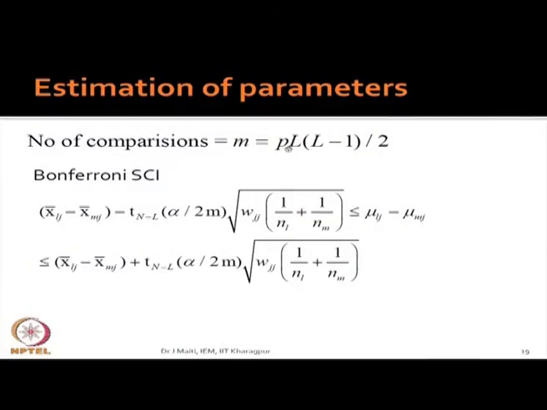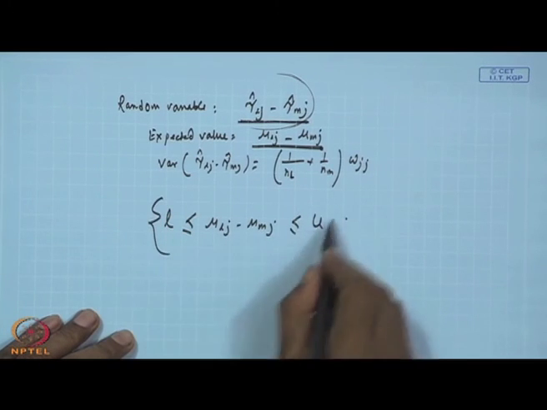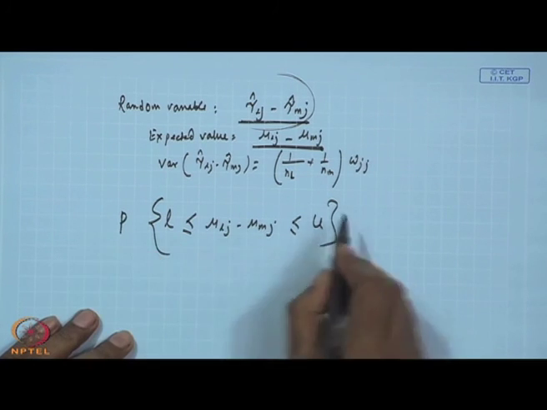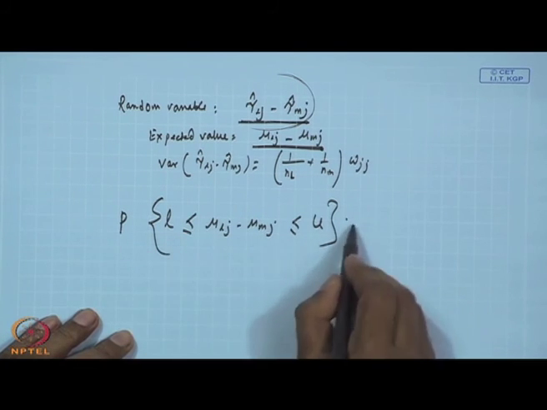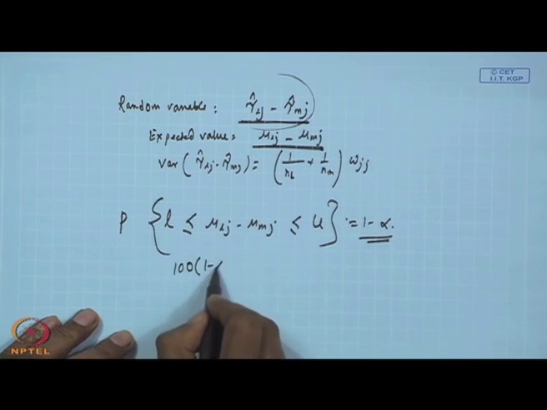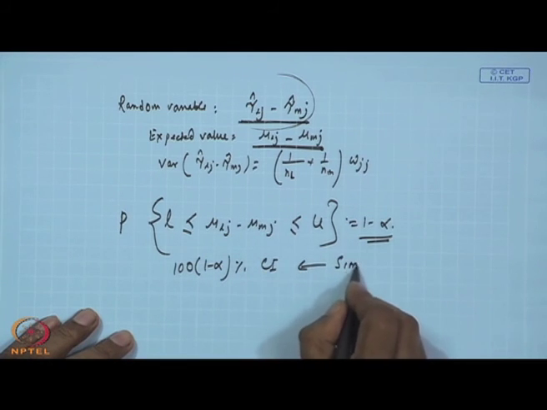Now, we are comparing the variables again. So, the p values are coming. How many variables are there? P variables are there. So, in total you have m comparisons, but what you want is an interval L and U such that the probability of L less than or equal to this less than or equal to U is 1 minus alpha, so that you will achieve a 100 into 1 minus alpha percent confidence interval, and that should be simultaneous.